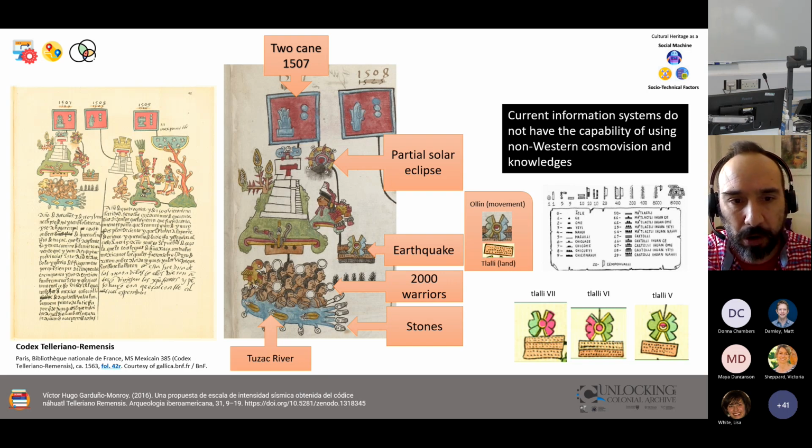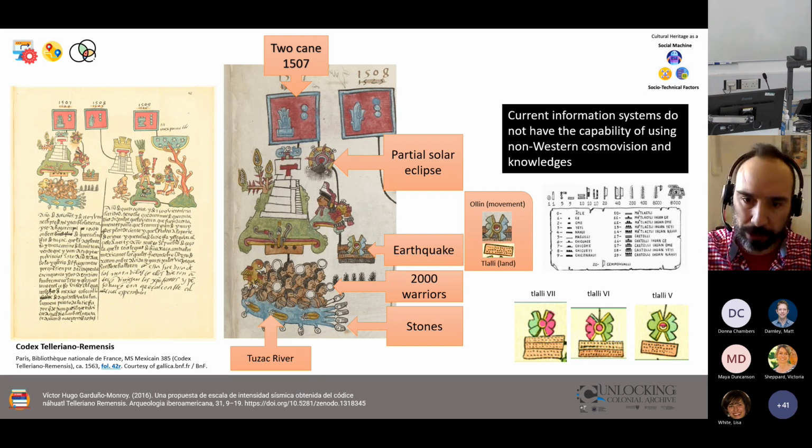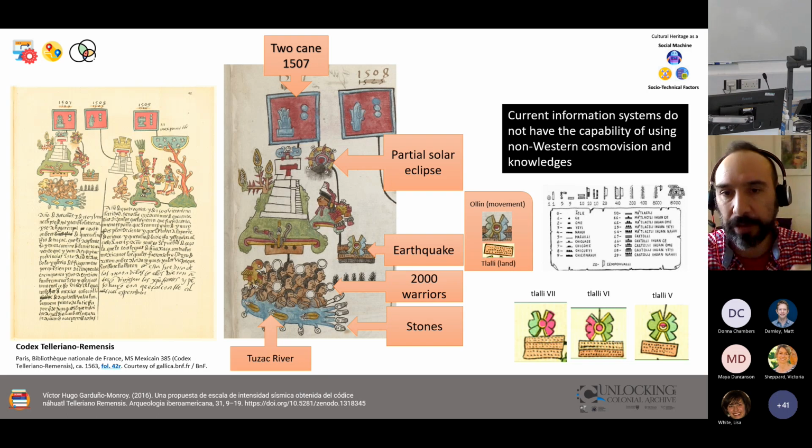So there's a depiction of Olin, which means movement, and Tlali, which means land. So they also have different levels of measuring even earthquakes. Basically, this is telling a story or a narrative that is happening at the same time, and the single space is explaining the world was traveling to the underworld, and during that period 2,000 warriors died, and it was thought that they died in a river, but the important thing is also the depiction of time and space.